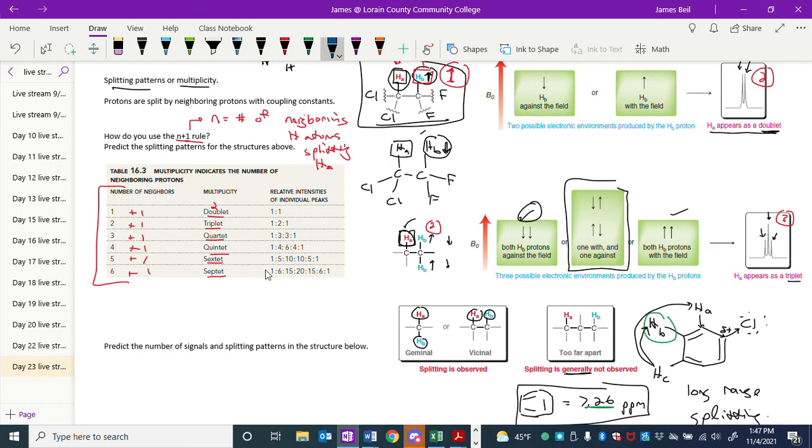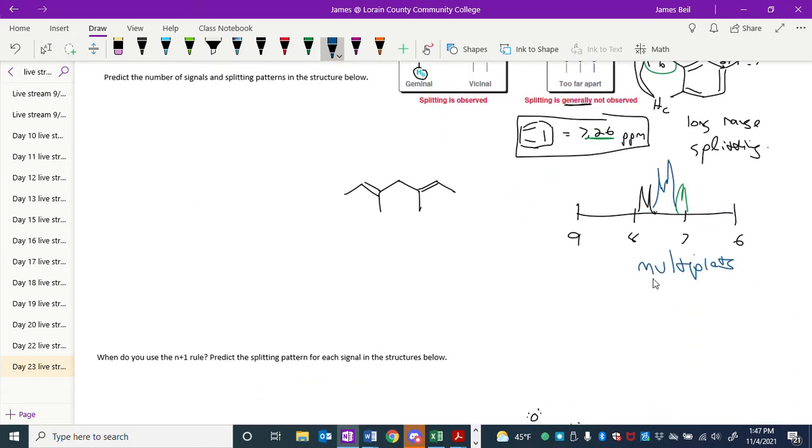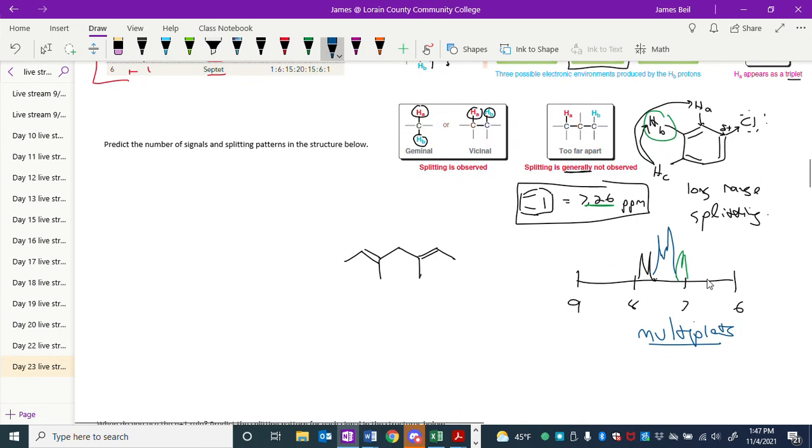And so if I don't see a symmetrical splitting pattern, I can call that a multiplet. And that usually results from lots of splitting occurring from different types of hydrogens, as well as overlapping signals sometimes.